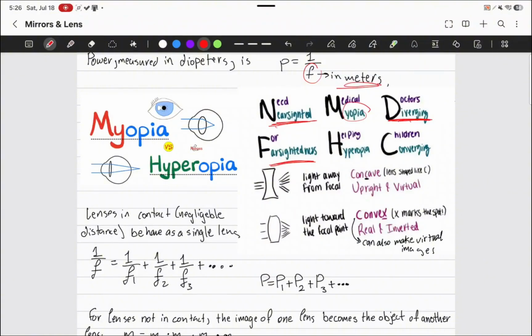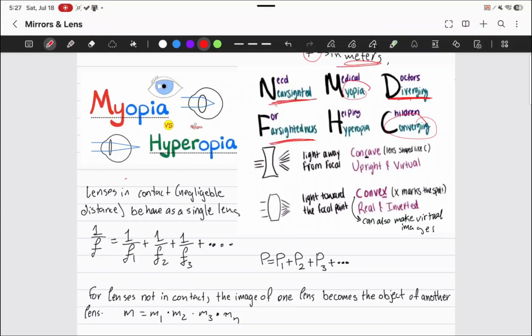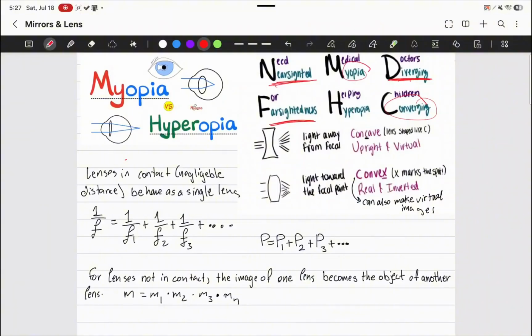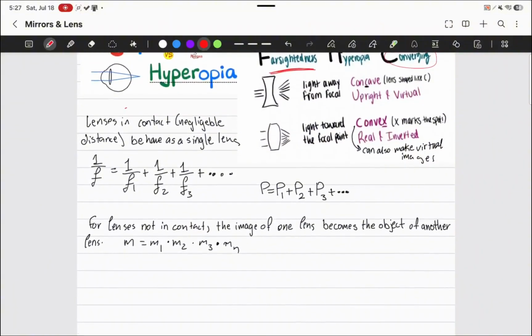In that case, you need a converging lens. You need the rays to become closer, so once they pass the lens, they get closer and end up converging. And that's how you get the idea of NMD FHC: need medical doctors for helping children. It's a great acronym, and it should help you.